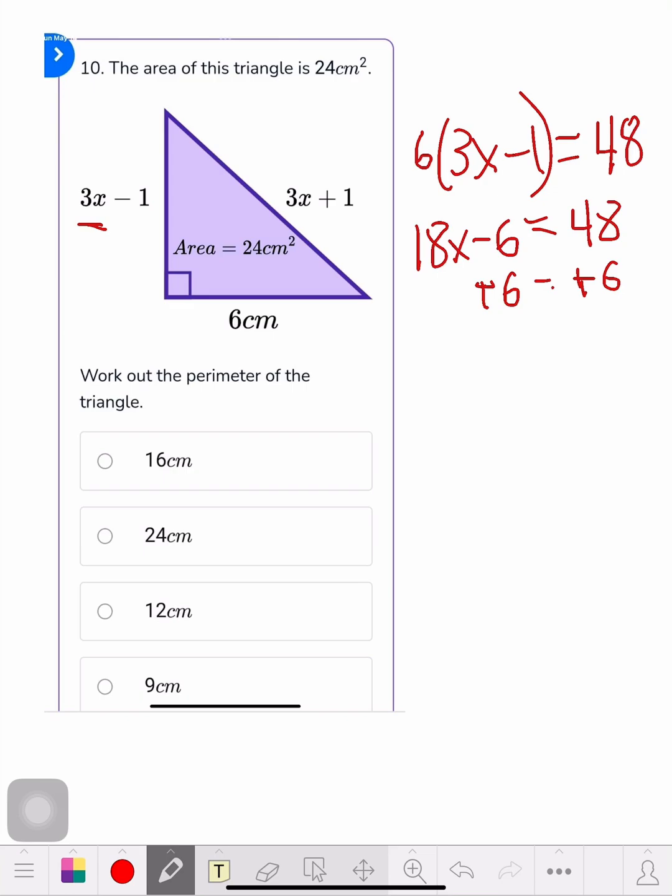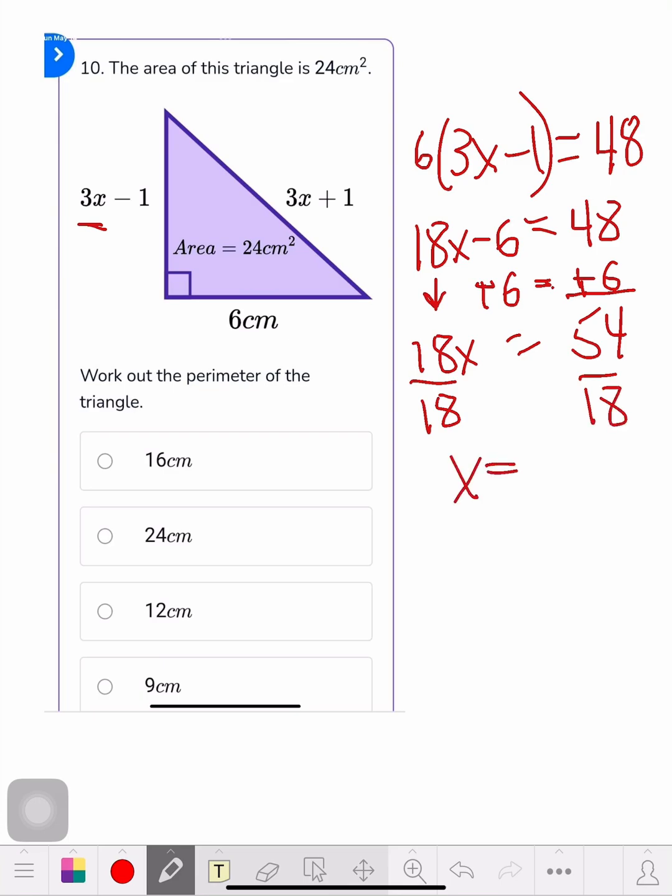Okay, so let's see what we got here. Bring the 18x down. Do this, we got 54. Now we divide by 18 to get the x by itself. What we do to one side, we've got to do to the other side. X equals 3. Okay, so we solved for x. I'm just going to square this off so I don't lose it myself.